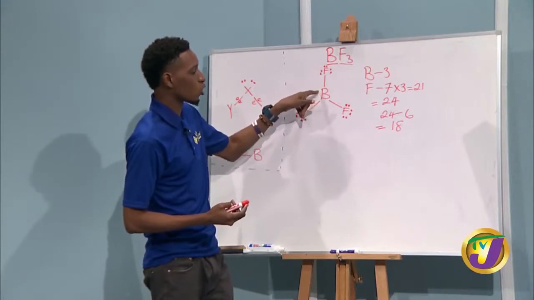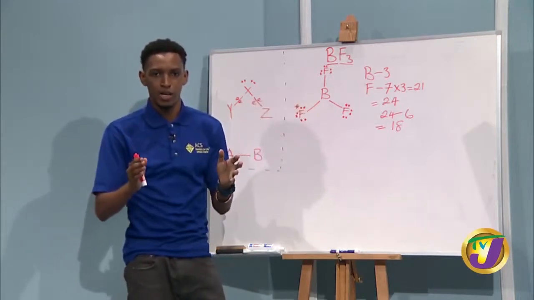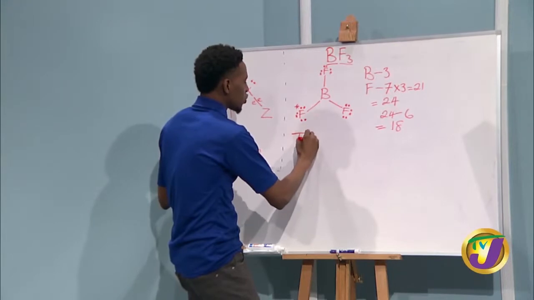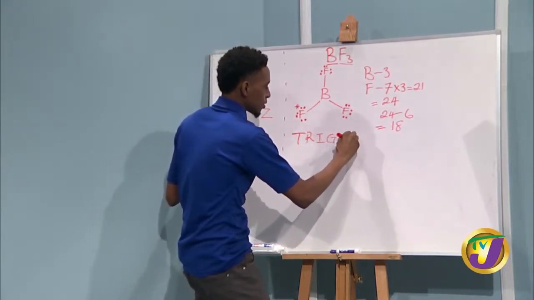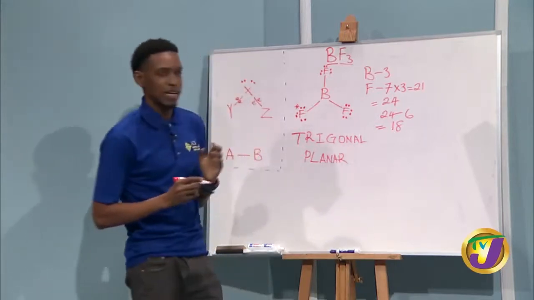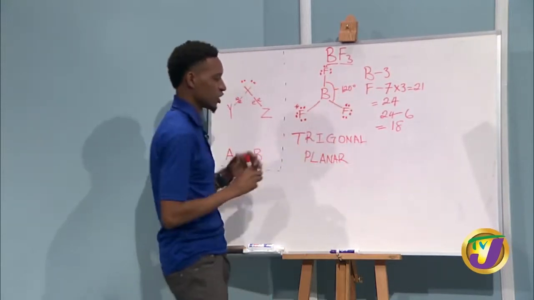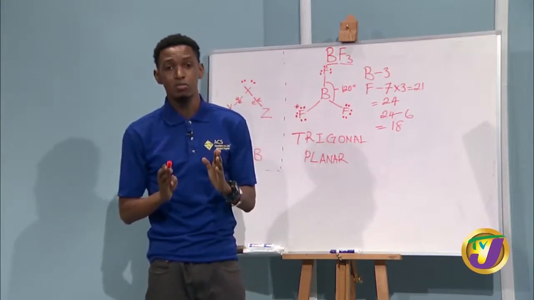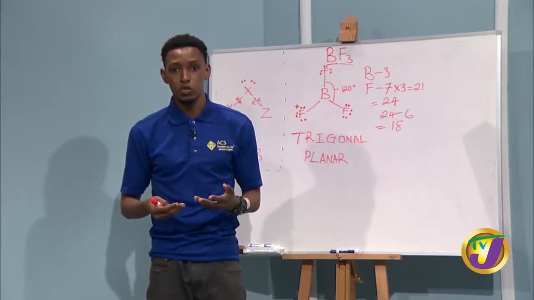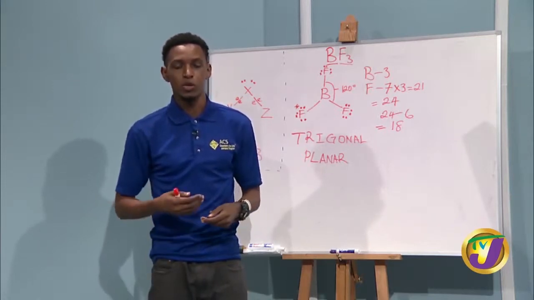If there was a lone pair on the boron, the shape would be distorted because the lone pair would start pushing down on the bonding pairs and it would change the shape of BF3. So BF3 is what we call trigonal planar. It has a trigonal planar geometry, and the bond angles in BF3 are 120 degrees. Now it's important for you to know the shapes of these molecules as well as the bond angles. So if your teacher tells you that you have a trigonal planar molecule, or asks you what the bond angle of that specific shape is, you'd have to know.